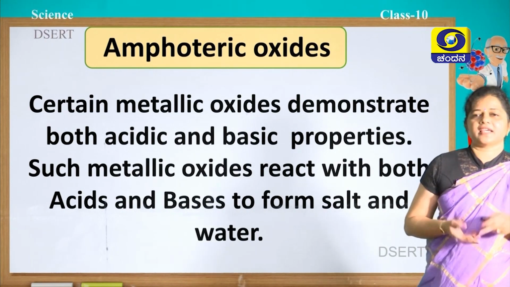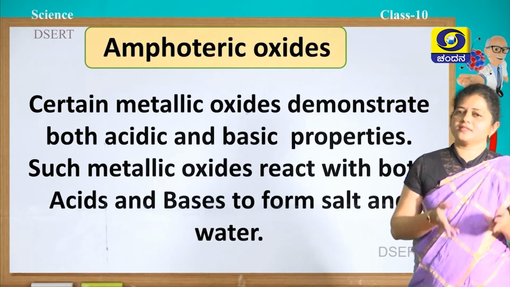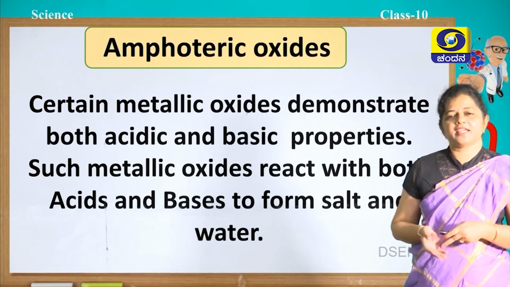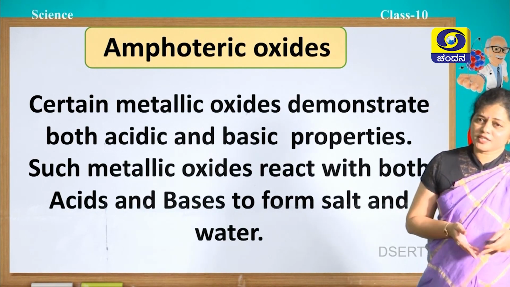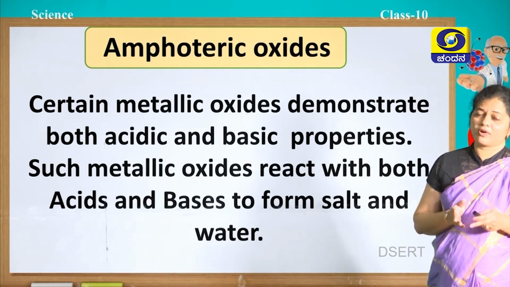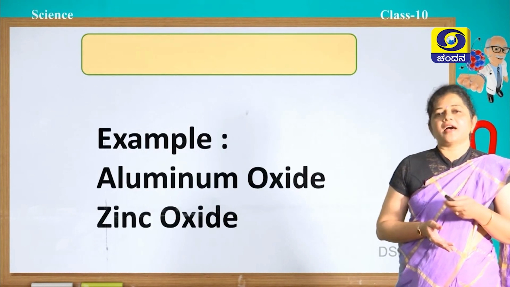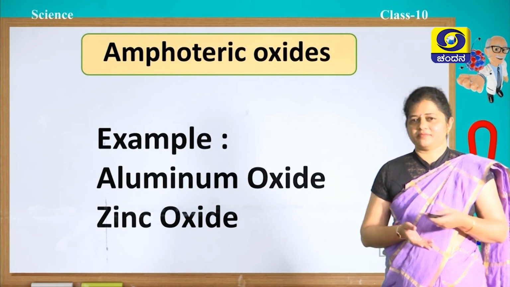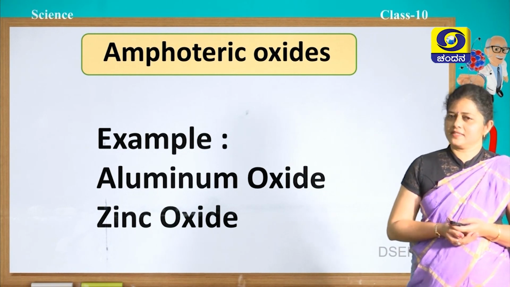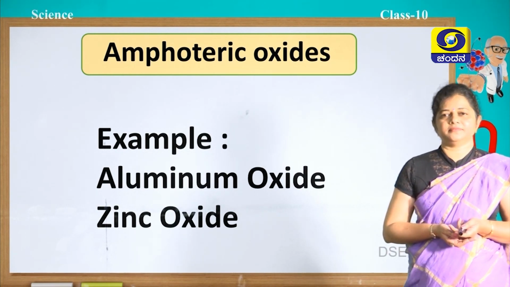Certain metallic oxides demonstrate properties of both acids and bases. They have both acidic and basic properties. Such metallic oxides react with both acids and bases to form salt and water, and they are called amphoteric oxides. Examples we already saw were aluminium oxide and zinc oxide.